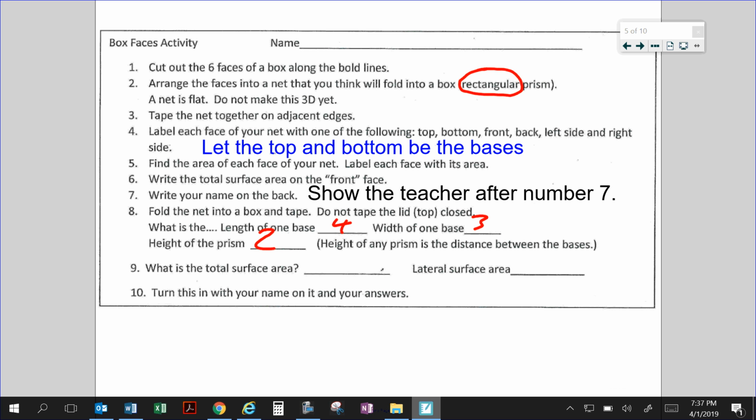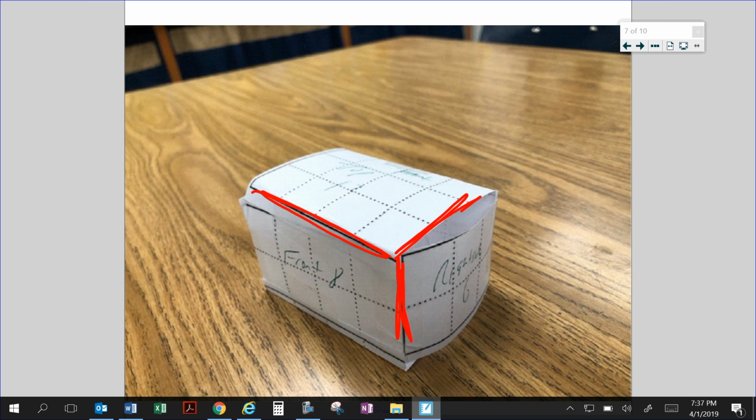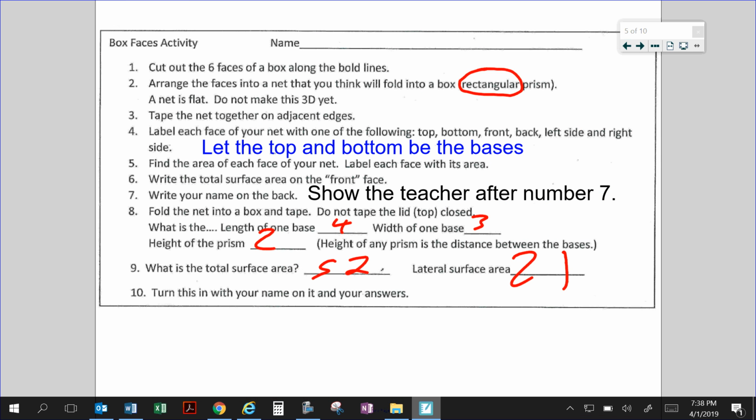What is the total surface area? We found it. It was 52. So what is the lateral surface area? That means you cannot include the top or the bottom bases. It's all the sides of it. There's 8 here. There's 6 here. If the front side has 8, the back side's area must be 8. If the right side is 6, the left side is 6. 8 plus 6 is 14. 14 plus 14 means the lateral must be 28.